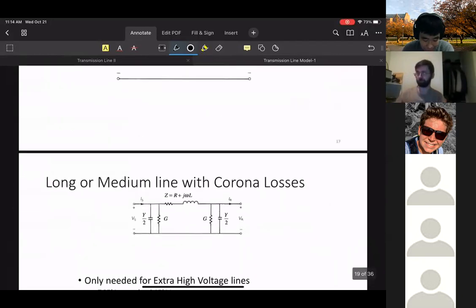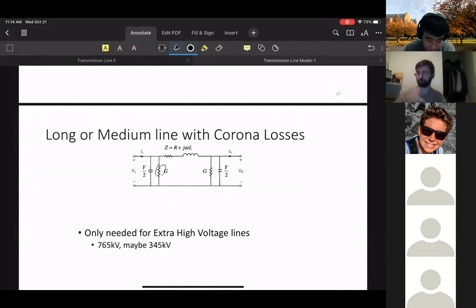So we sometimes have corona loss, or sometimes a sort of shunt resistance between the two lines. But this really only happens with really high voltage lines over a really long distance. So often we'll just ignore this factor altogether. For us, the corona loss is not terribly important and we ignore it most of the time.